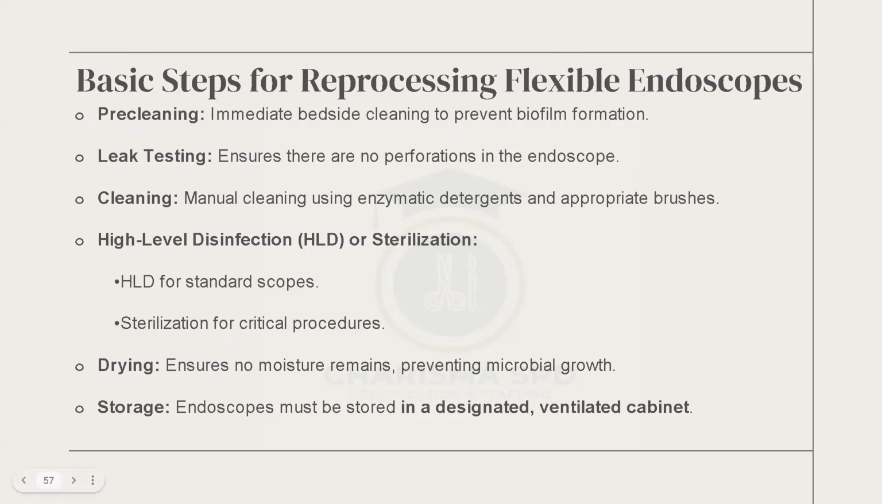Basic steps for reprocessing flexible endoscopes. So one, pre-cleaning. So you have to wipe. That wiping has to be done in the OR before it gets there. Then you have to do what we call leak tests. You have to leak test it to make sure that there are no cracks. It's not leaking. When it's leaking, what happens? You are going to burn the patient. Okay? You are going to burn the patient. So you leak test it to make sure that there are no perforations on the endoscope.